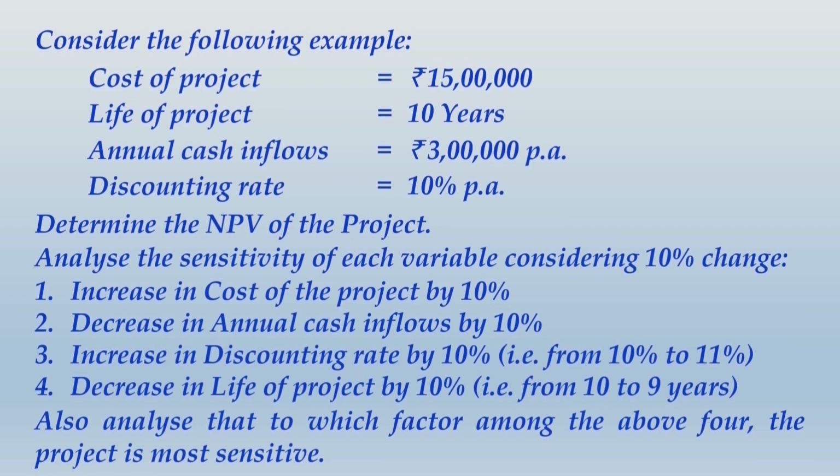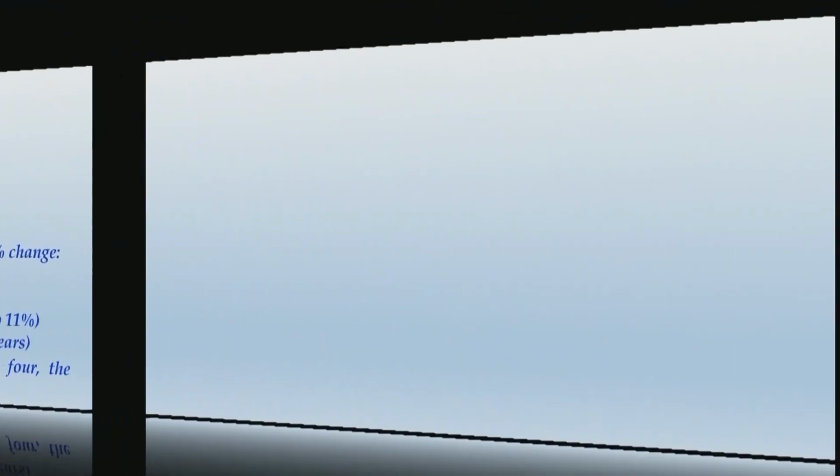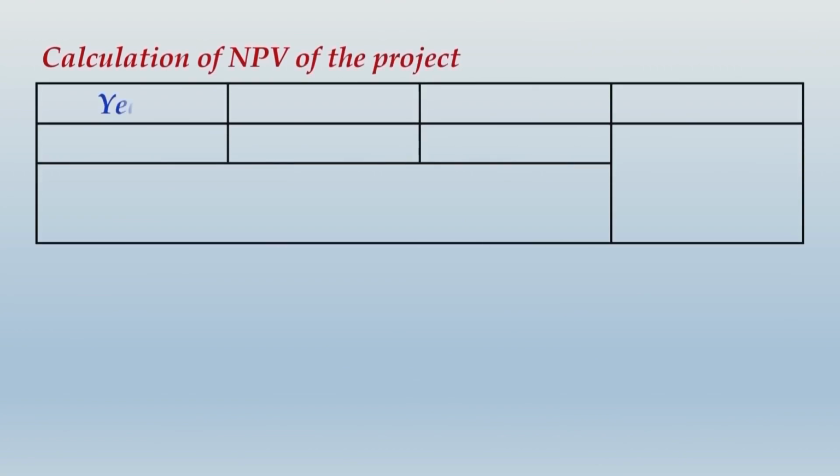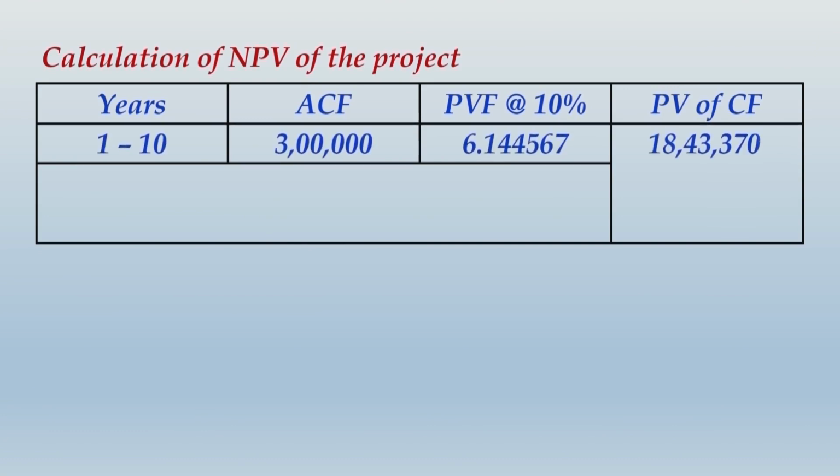Alright friends, once you have noted down this example, let us move ahead and we write up the calculation of NPV of the project. Very simple, I don't have to explain anything. Years, what you take is 1 to 10. Because it is the same cash flow every year, we can apply the annuity factor at 10% for 10 years. Annuity factor at 10% per annum for 10 years is 6.144567, and that multiplied by 3 lakhs of annual cash flow, you get the total PV of cash flow.